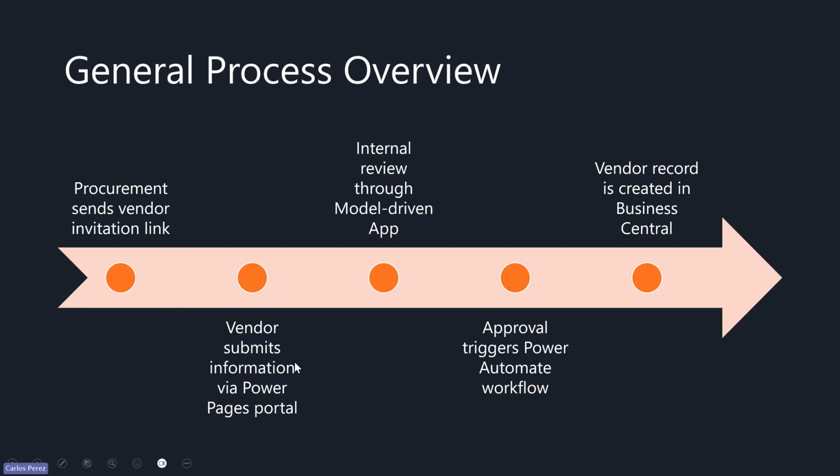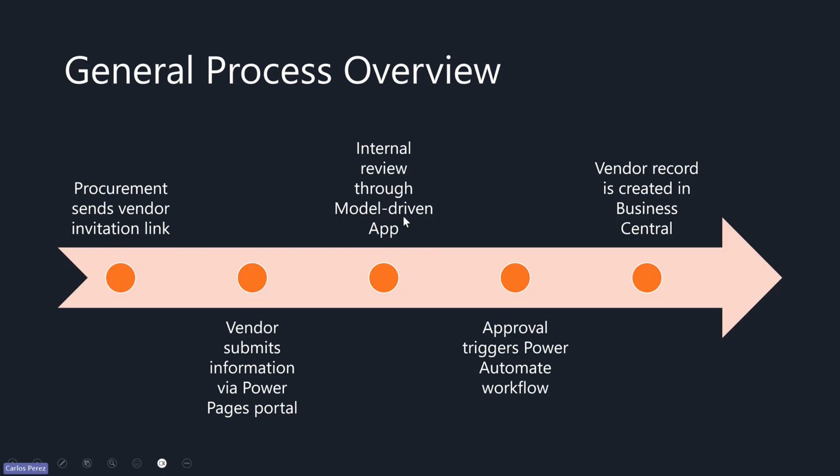Then once the vendor submits all the information provided in the form, we are going to capture all that data and process it through a model-driven application. The idea with a model-driven app is that we can support the review of the information. We can edit as needed. You can have more than one person reviewing that. You can go through a process of reviewing it and interact with the vendor in case something else is needed before you send this to Business Central.